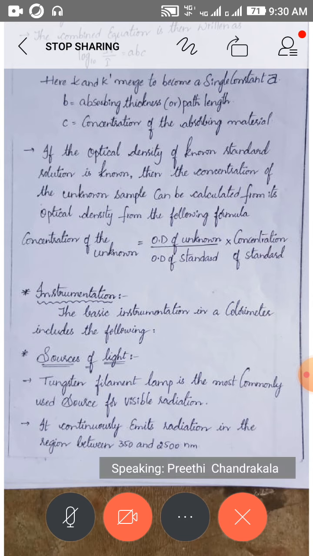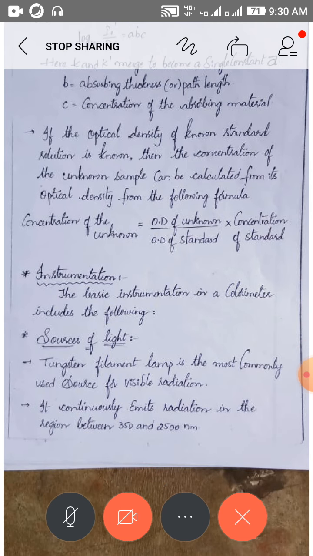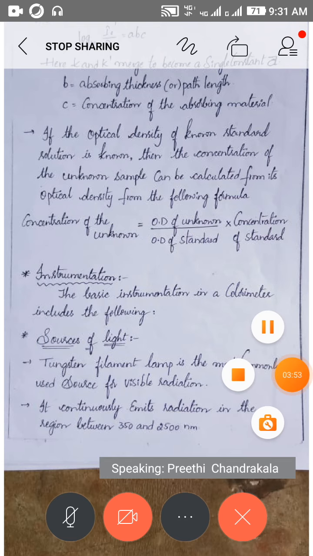Then instrumentation. The basic instrumentation in a colorimeter includes the following. First one is the source of light. The light source is the most important part of the colorimeter. In this, the tungsten filament lamp is the most commonly used source for visible radiation. In earlier days, the tungsten filament lamp was highly used. It continuously emits radiation in the region between 350 and 2500 nanometers.